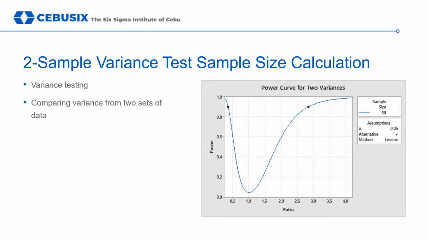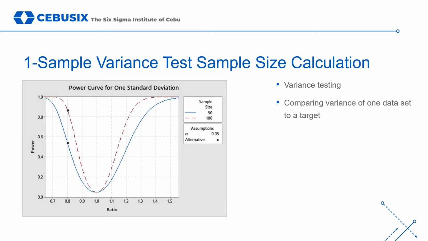With each test that we have covered so far, the calculation for the sample size has become more and more complicated. In order to determine the sample size for the two-sample variance test, it is best if this is done using Minitab, as it is a very complicated formula compared to the t and z test. The two-sample variance test is for testing variance and is used to compare the variance between the two sets of samples.